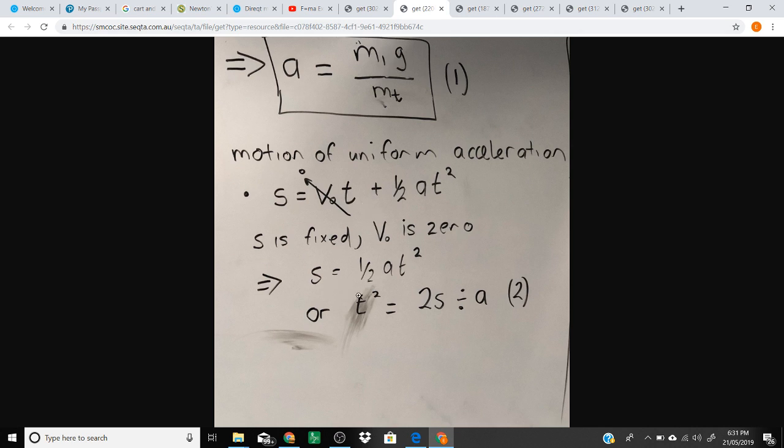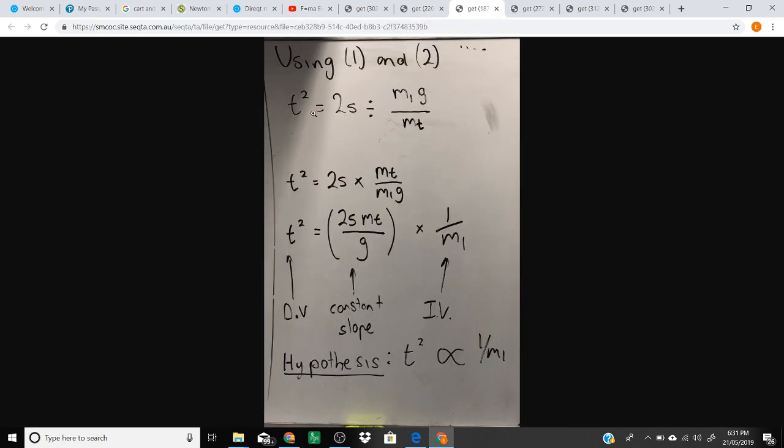Alright, so we can rearrange this equation of motion to become this. So t squared equals 2s divided by a. And then combining with this, in terms of the forces, this is the acceleration. We come up with a next equation. So putting those two equations together, t squared equals 2 times displacement divided by the acceleration. Simplifying that, t squared equals 2s mt over m1g. And no, I've got to write it this way. t squared equals, parentheses, 2s mt over g.